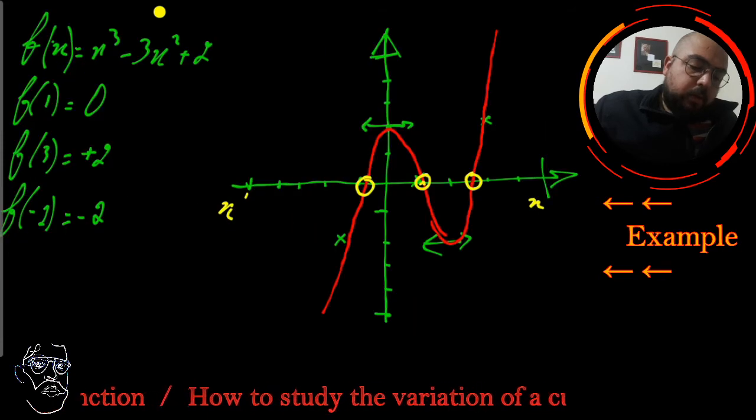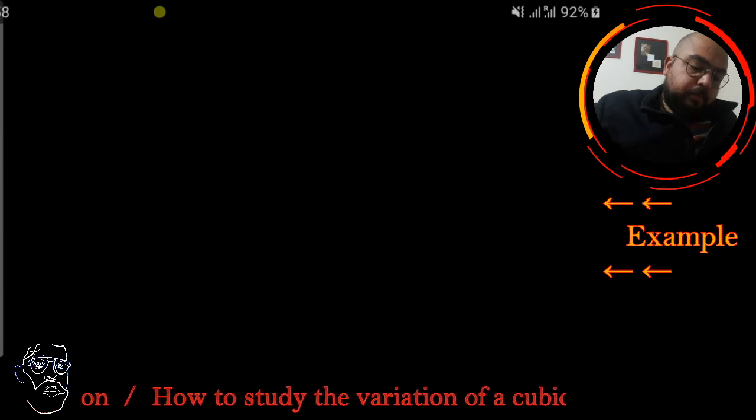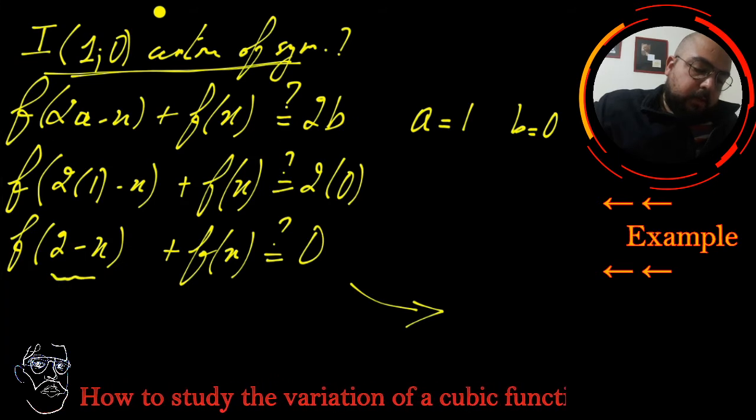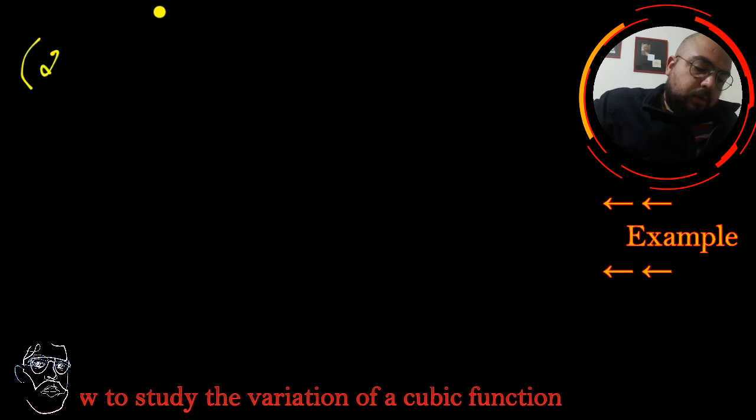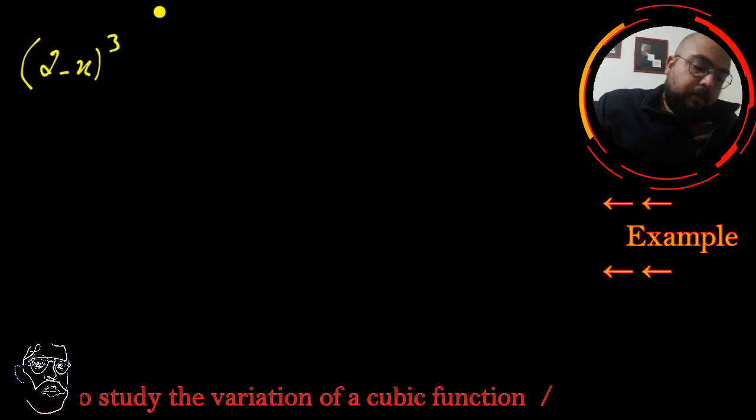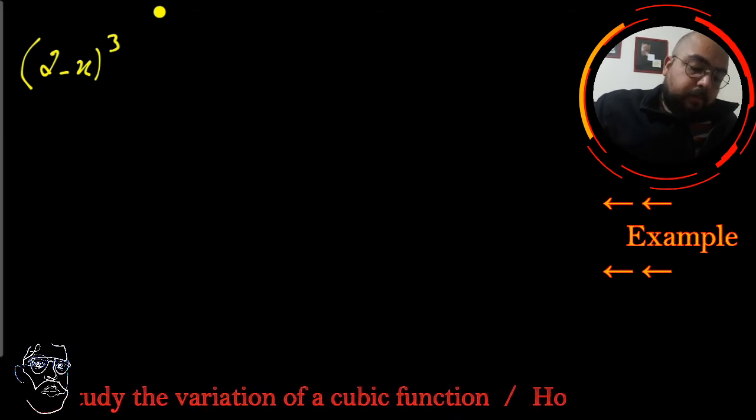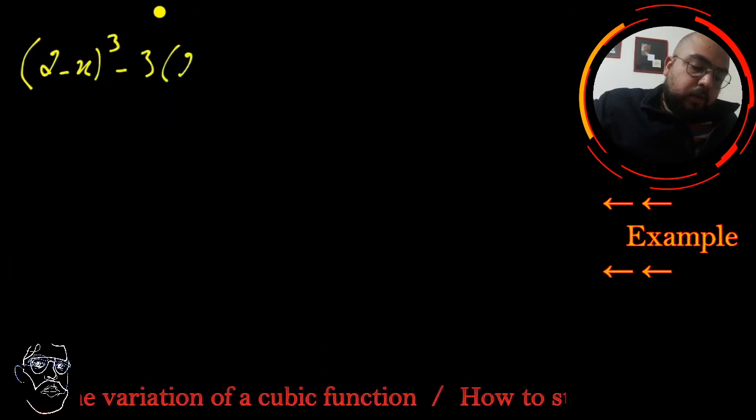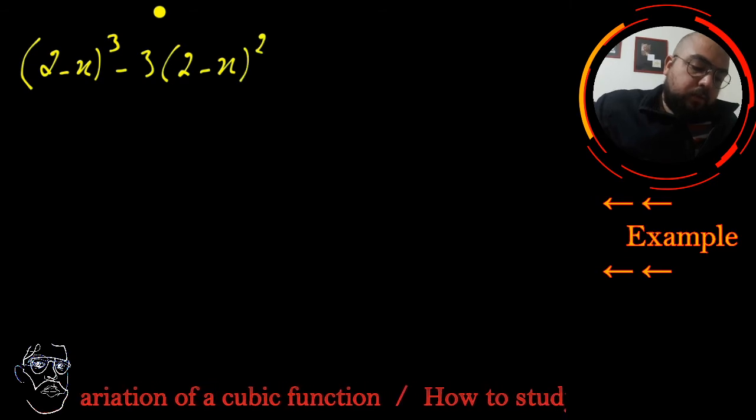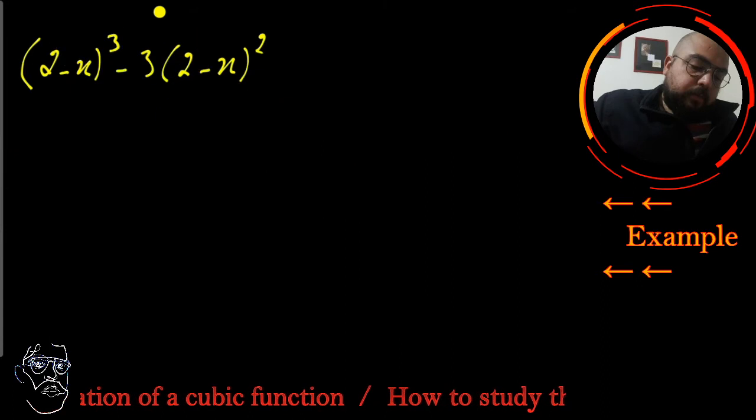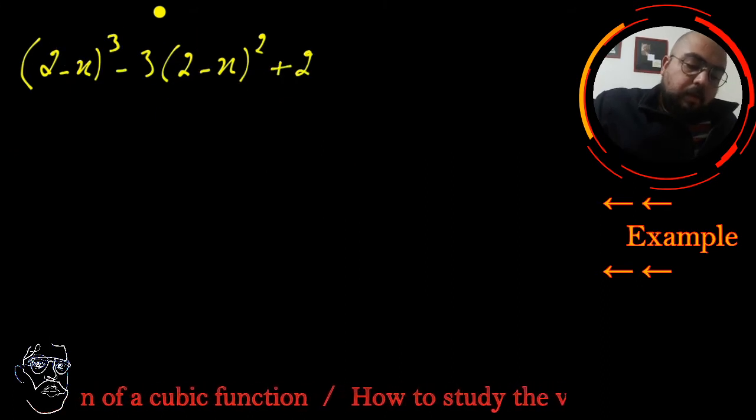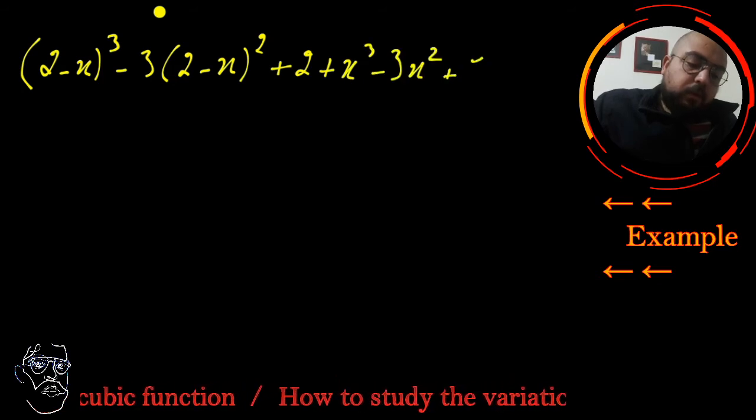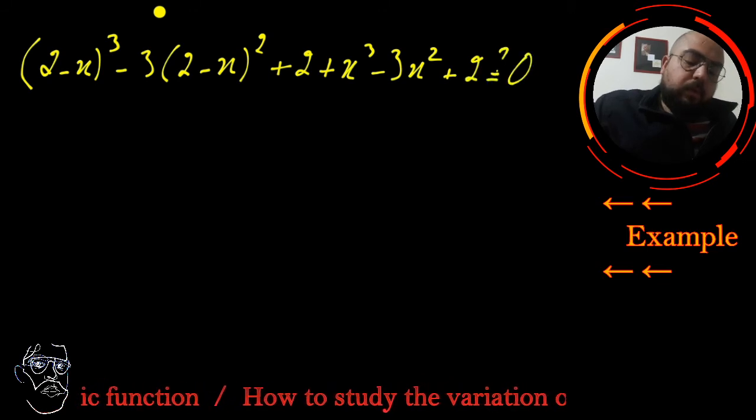I'm just gonna check x³ minus 3x² plus 2. So in this case you will have to replace x by 2 minus x: (2 minus x) to the power of 3, and then minus 3 times (2 minus x) to the power of 2, plus 2, plus x³ minus 3x² plus 2. Will it be equal to 0?